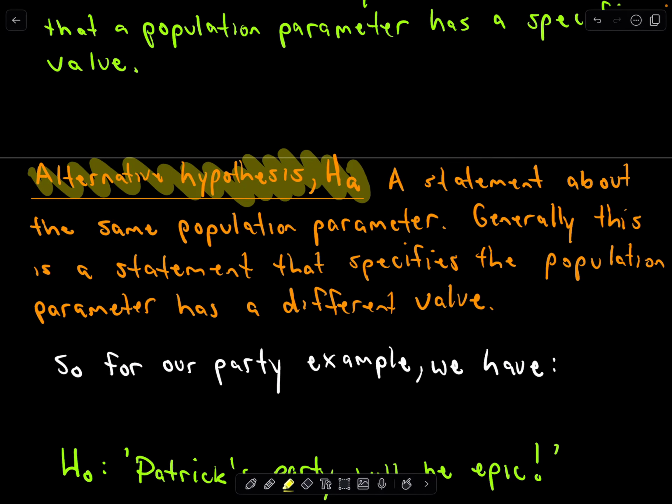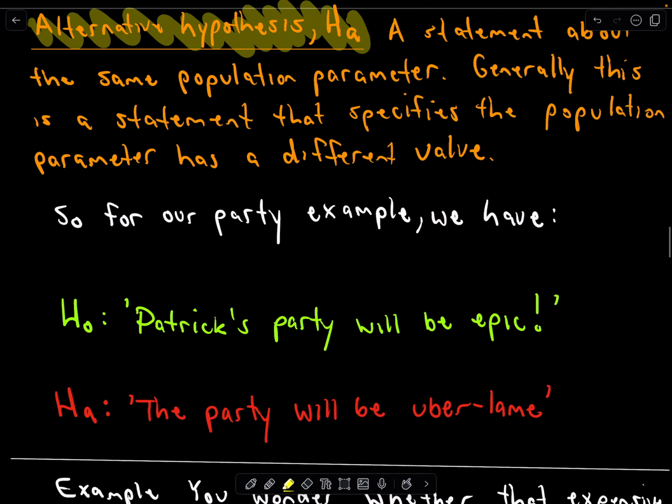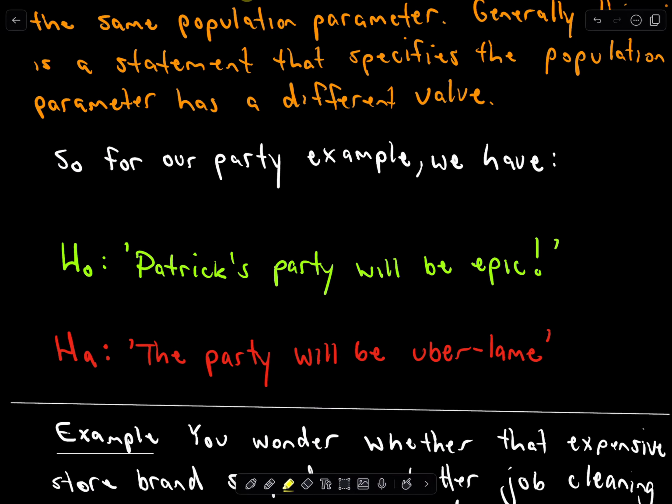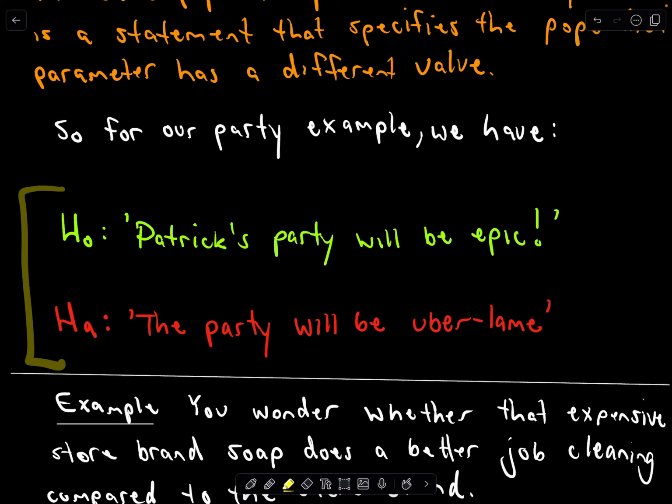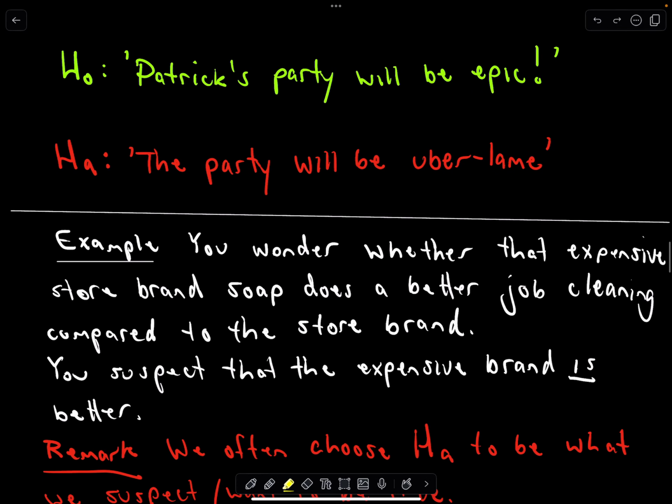The alternative hypothesis is going to be a statement about the same population parameter, and this is going to be a statement that specifies the population parameter has a different value. Again, because we want these hypotheses to be mutually exclusive. And again, we're not doing a numerical example. We're just talking about our quote-unquote real-life example. So we are hand-waving here just a little bit. So suppose our null hypothesis, H sub 0, is that Patrick's party will be epic. The alternative is that it's going to be really lame.